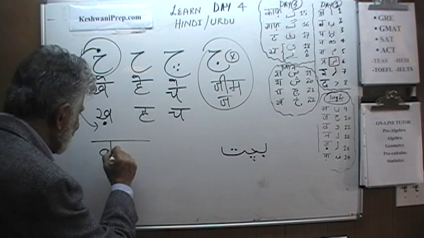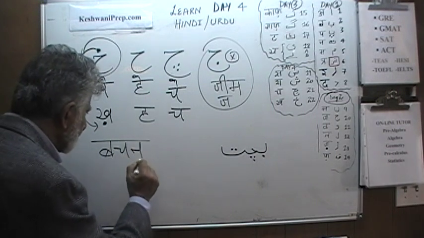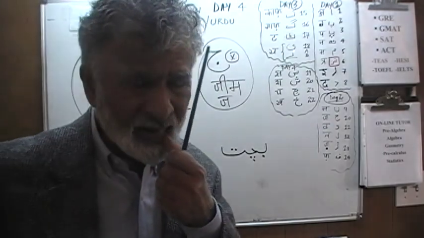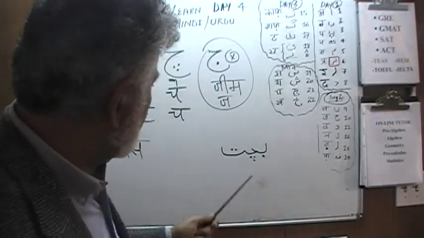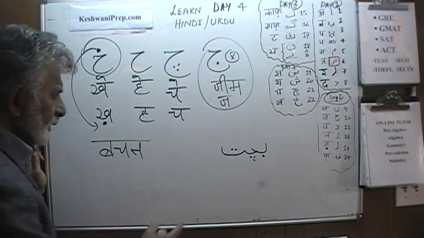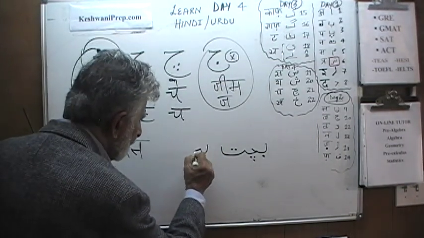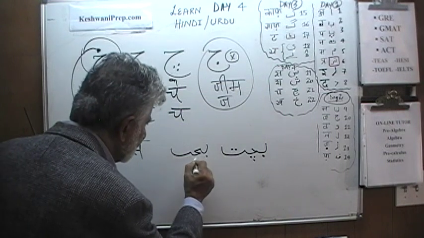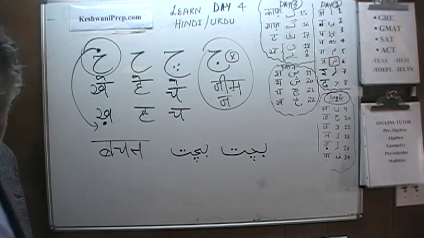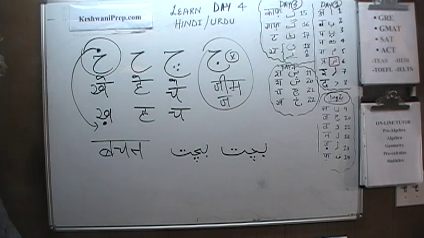Be, che, te. Hindi is very straightforward. You don't have to worry about how to join the letters, because the letters don't join, they just sit next to each other. We're going to rewrite this a little bit like a grown-up person. Bachat. B-ch-t. Bachat. Do you understand? Let's do the next one.